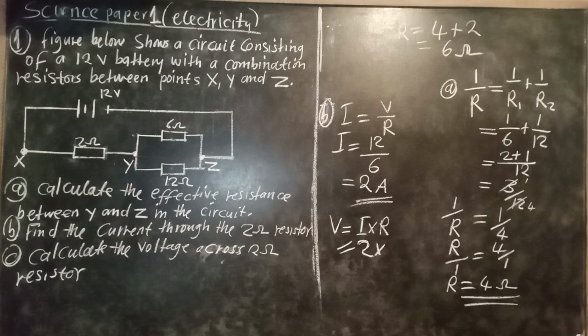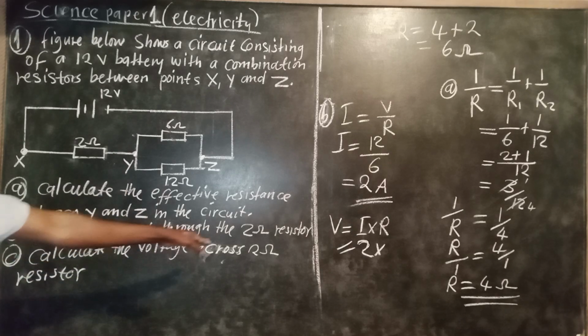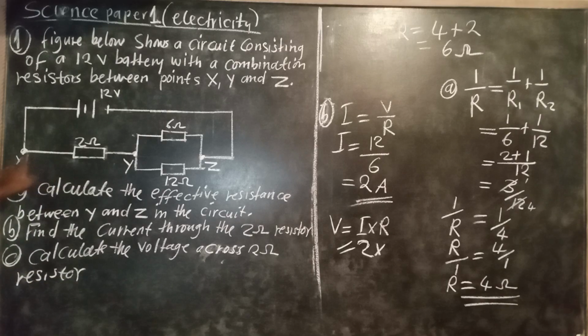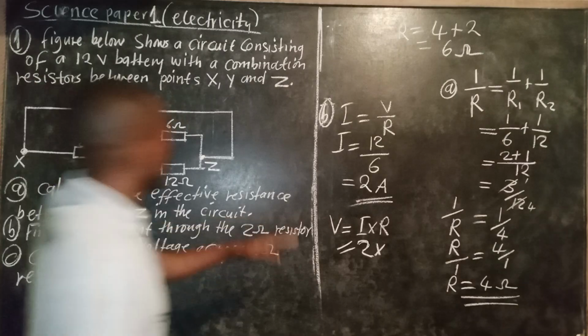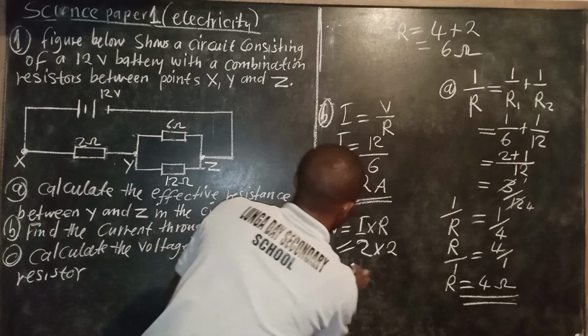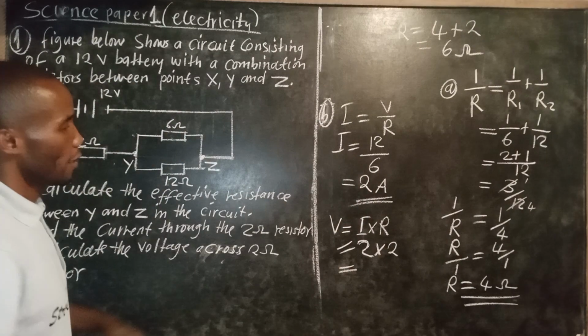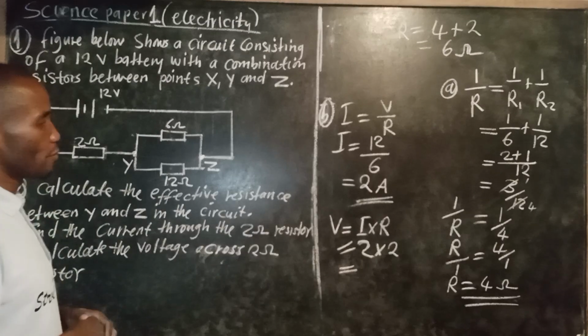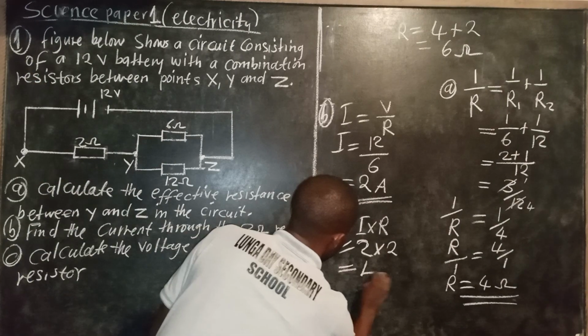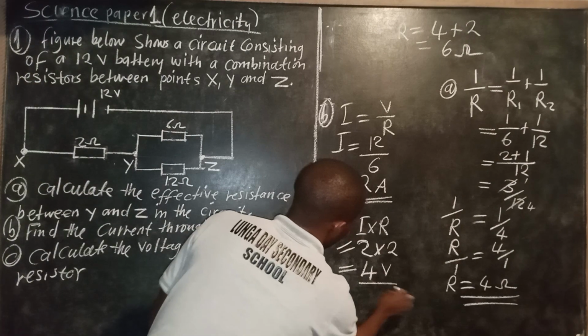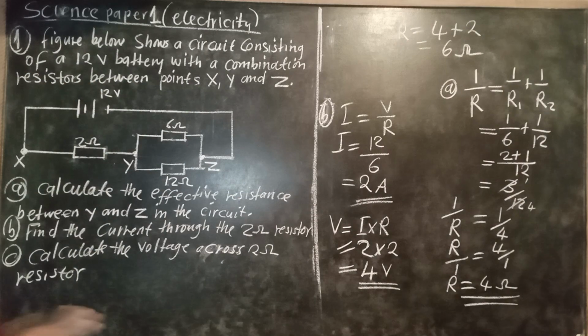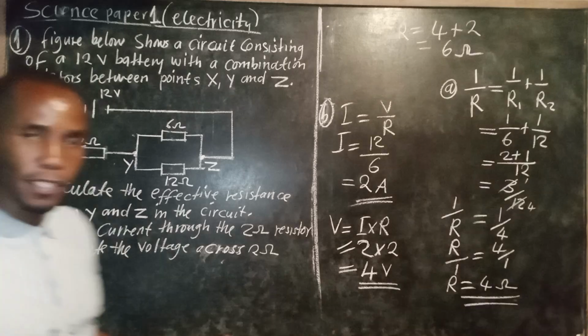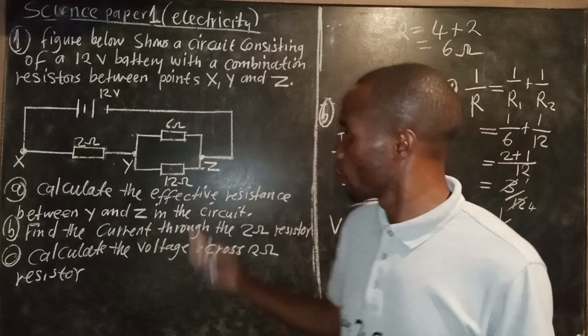Okay? Then, because the question here says, calculate the voltage across the 2 ohm resistor. So we are talking about across the 2 ohm resistor. So the resistance that you are going to use here is 2. They have specified 2 ohm resistor. So when you multiply 2 times 2, what is the answer? The answer is 4 volts. Hence the answer. So you have answered all the questions and you've scored all the 6 marks because each question carries 2 marks.